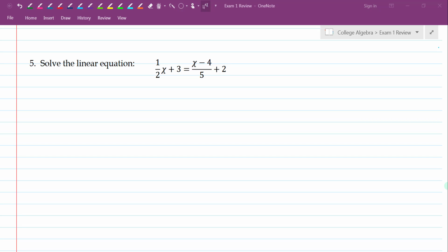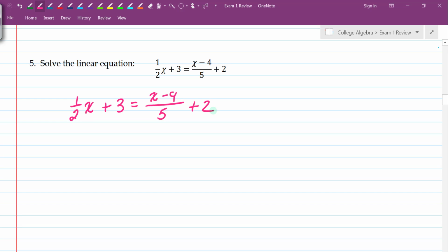So the first thing I always recommend is that you just rewrite the problem. I'm going to rewrite it where I have 1/2 x. Oops. Again, my ink is not picking up. I'm not sure why that is. Let's try that again. 1/2 x plus 3 is equal to x minus 4 divided by 5 plus 2.